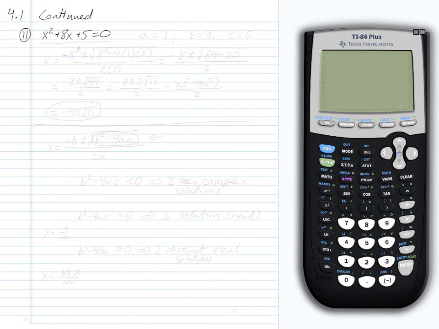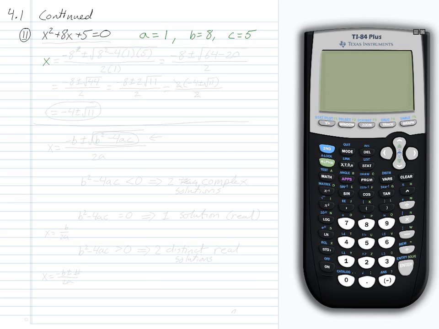So here we have another quadratic in problem 11, quadratic equation. This one is already in standard form, so we can immediately pick out our coefficients. The coefficient of x squared, a, is 1. The coefficient of x, call that b, is 8 in this case. Now we finally have a middle term. And the constant term, the coefficient of no x, is 5.